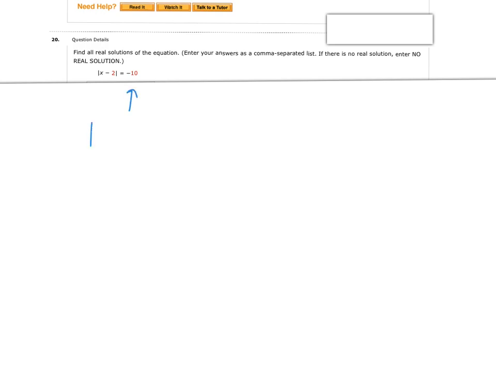Our next question here, this one asks right off the bat, it's really asking when does the absolute value equal a negative? And we know that absolute values can only come out positive, and so if you're asking me when an absolute value can equal a negative, I'm going to say never, and so this is no real solution.